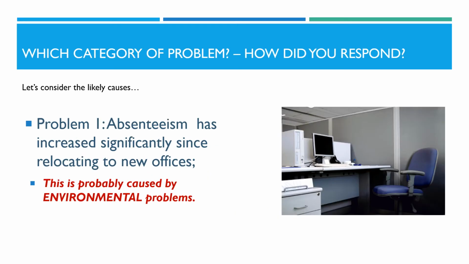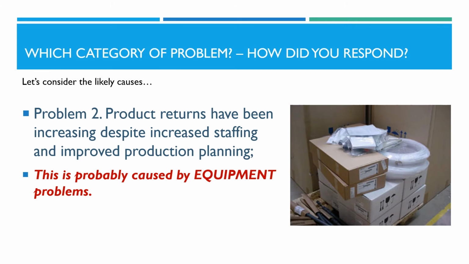Let's consider the likely causes of the first problem. Absenteeism has increased significantly since relocating to new offices. This is probably caused by environmental problems. It may be that the new offices are too far for many staff, or not as comfortable as the previous offices. So, what caused the increase in product returns, despite increased staffing and improved production planning?